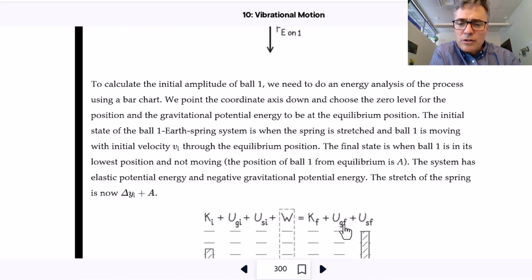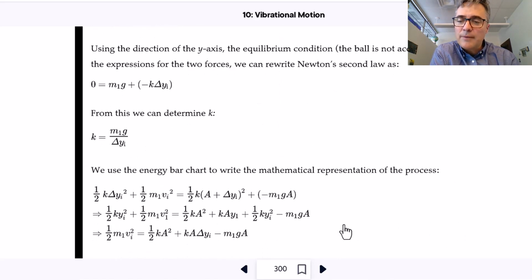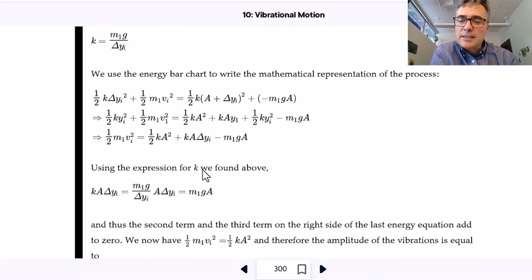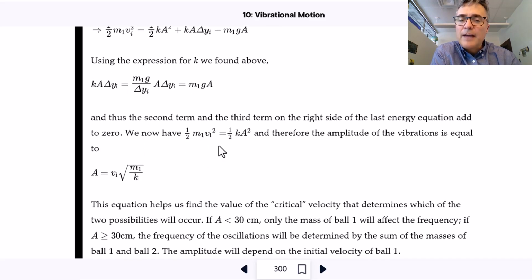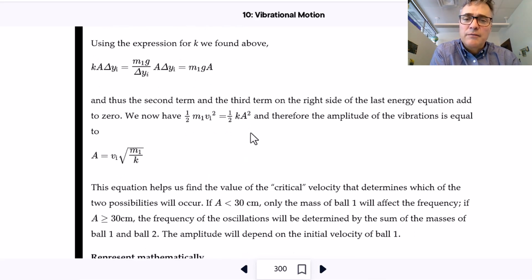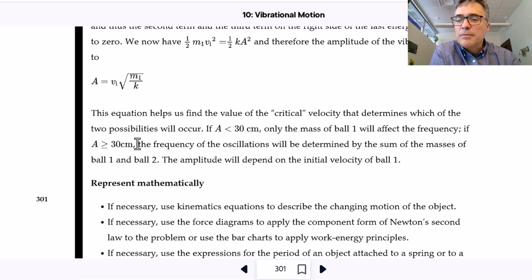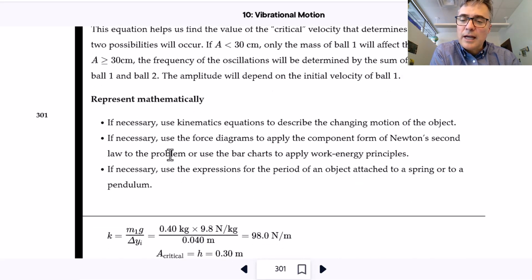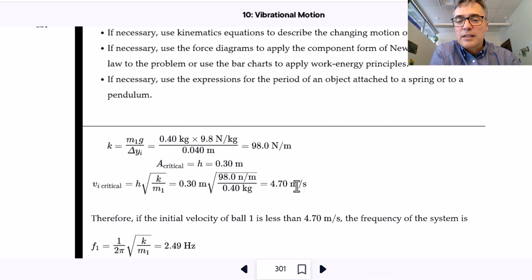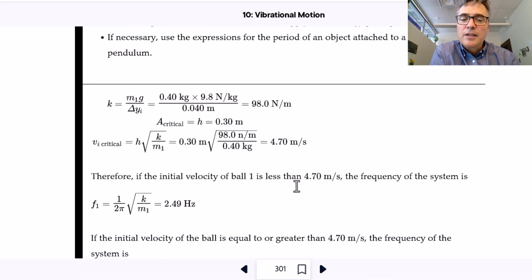There's a whole energy calculation where she says 1/2 m1 v1 squared equals 1/2 k a squared. This is the maximum kinetic energy when it's at equilibrium, and this is the maximum potential energy when it's at its zero velocity point. So you can solve for that amplitude. If the amplitude is greater than 30 centimeters, they'll collide. The speed corresponding to that is an initial speed of 4.7 meters per second.